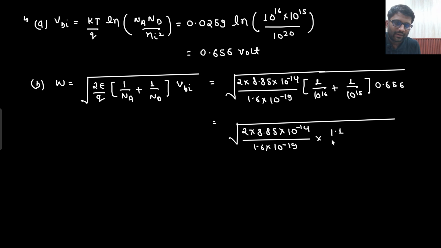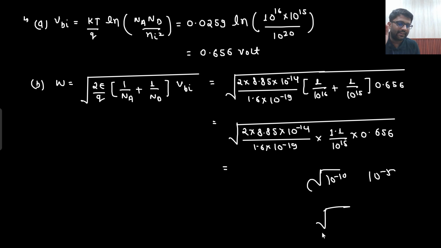1.1 divided by 10 to the power 15 into 0.656. Okay. Now what would I see? Sir, 10 to the power minus 4. Here I am getting 10 to the power minus 10. What would this be? 10 to the power 15, 10 to the power minus 19. So this would become 10 to the power minus 4. 10 to the power minus 4 on the upper side, 10 to the power minus 14 you are having. So 10 to the power minus 10 you will get. So under root 10 to the power minus 10, that would be 10 to the power minus 5.